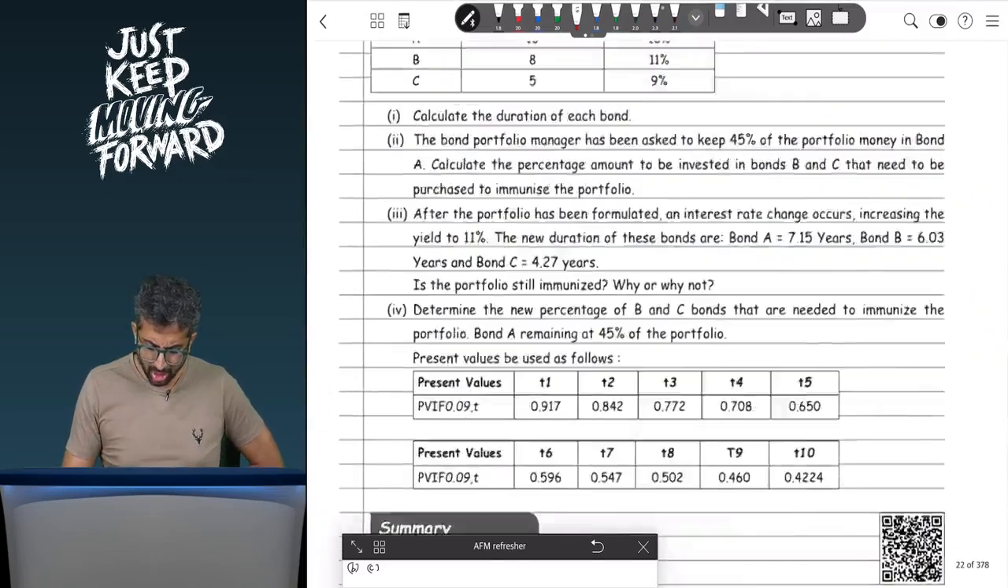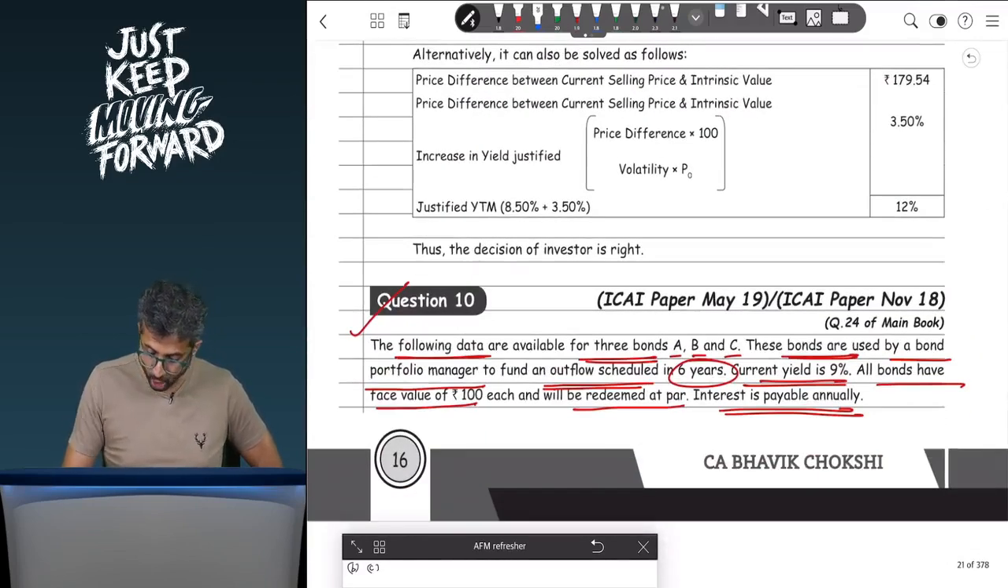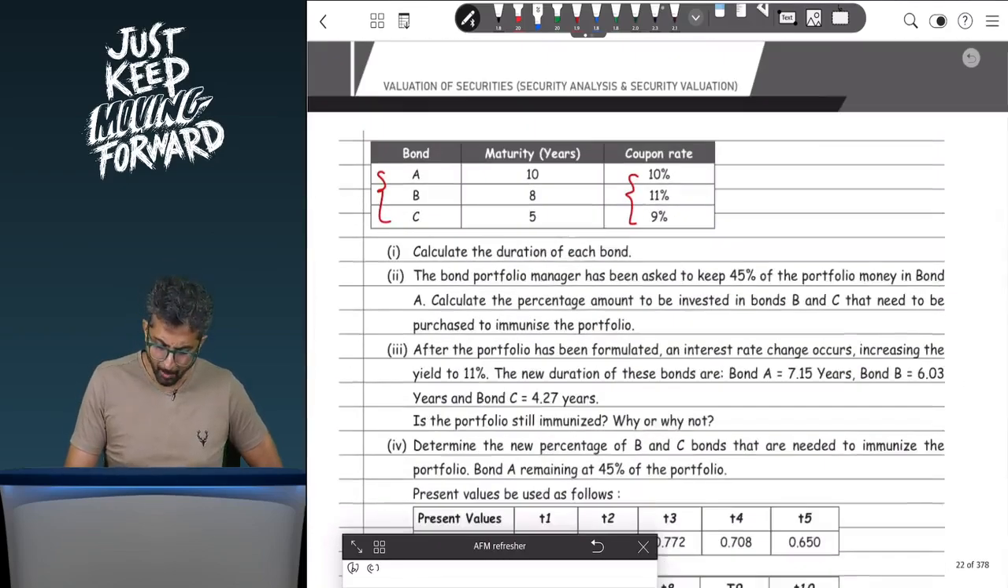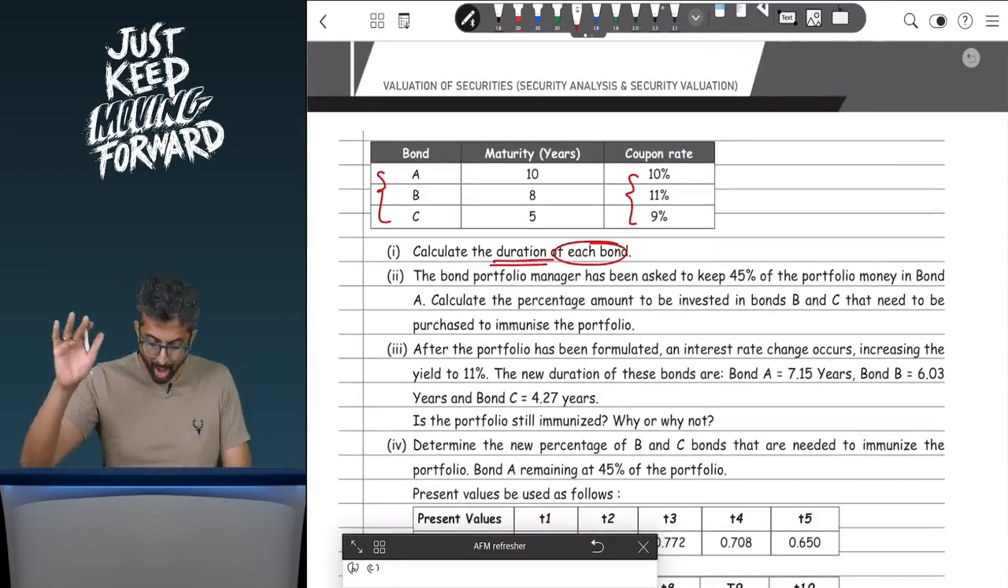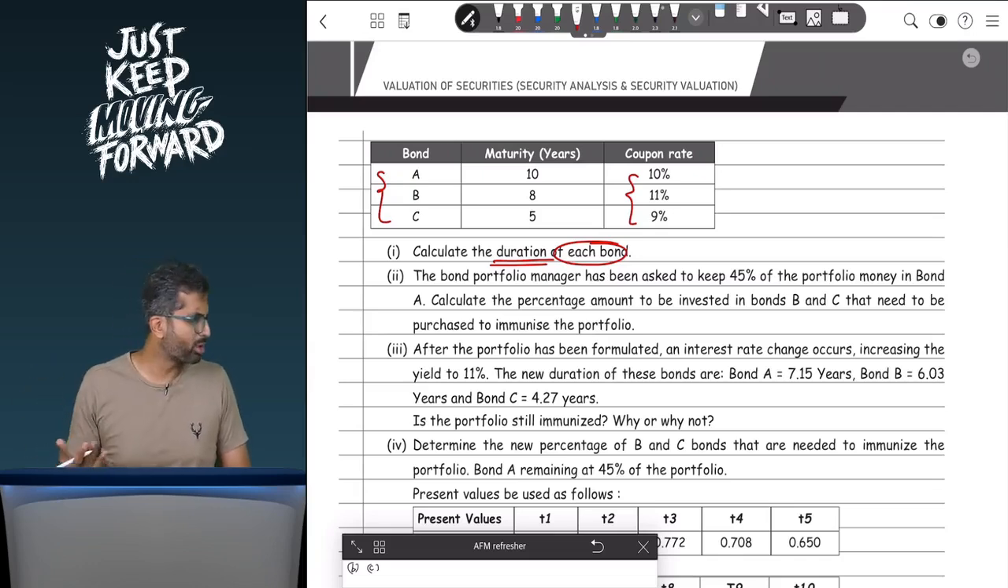Okay. So there are these 3 bonds, maturity of 10 years, 8 years and 5 years, and there are 3 different coupon rates given. Remember, the discount rate is given to you as 9% over here. Point 1 says, it is a past exam question, okay, calculate the duration of each bond. That's it. Point 2, 3, 4 we will do together. But can you calculate the duration on your own?